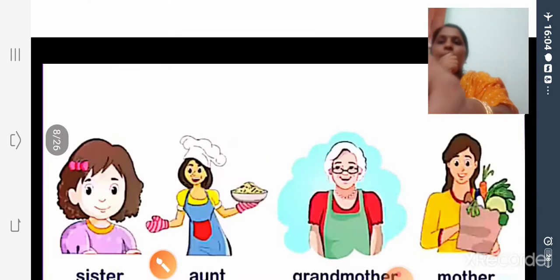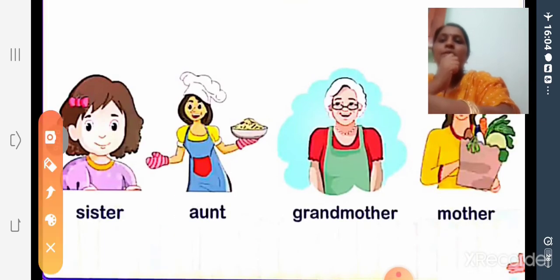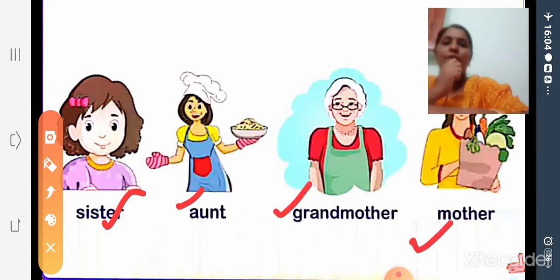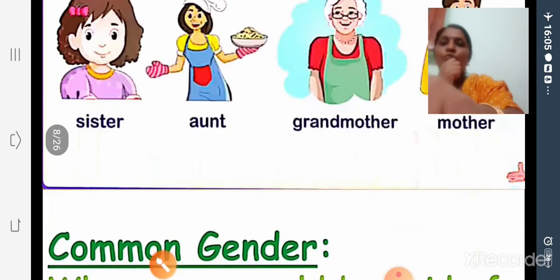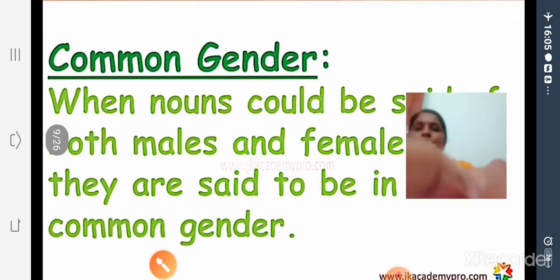Okay, I'll show you some examples. Look at here. Sister, aunt, grandmother, mother, etc. So all these words refer to what? Females. So they are all feminine gender. Okay. So we shall move on to the next, common gender.